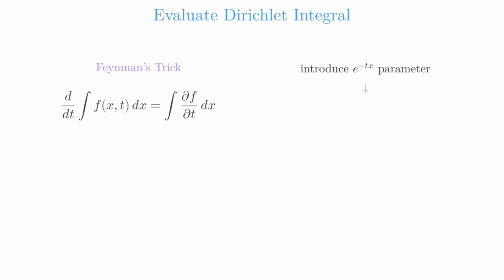We introduce an exponential damping factor e to the negative tx, which lets us kill the troublesome x in the denominator when we differentiate. We find I prime of t equals negative 1 over t squared plus 1. Integrate back and set t to 0. Let's work through it on the diagram.